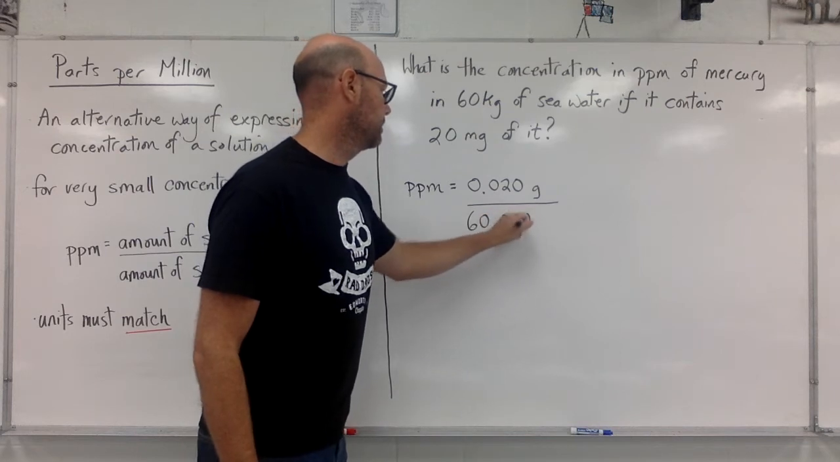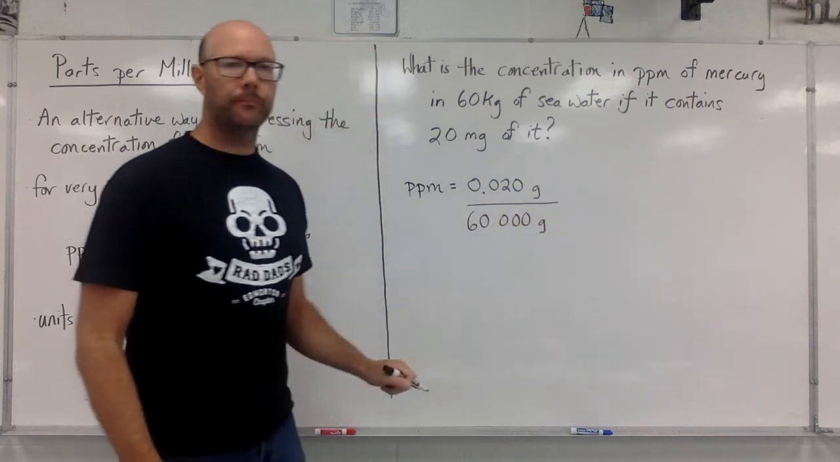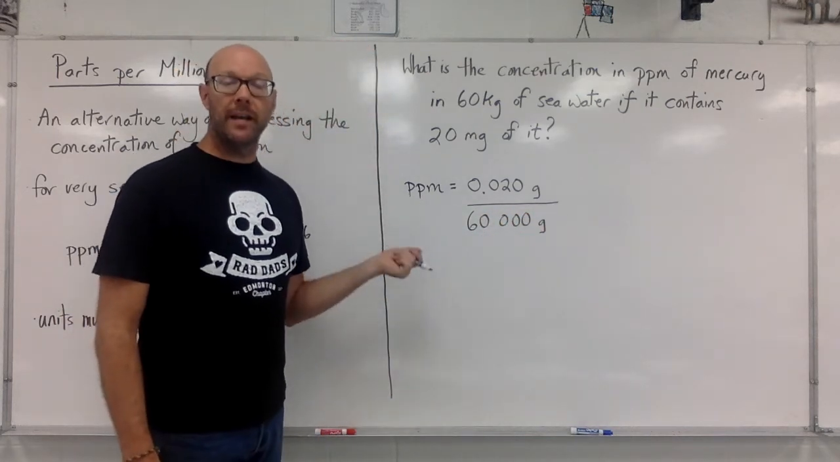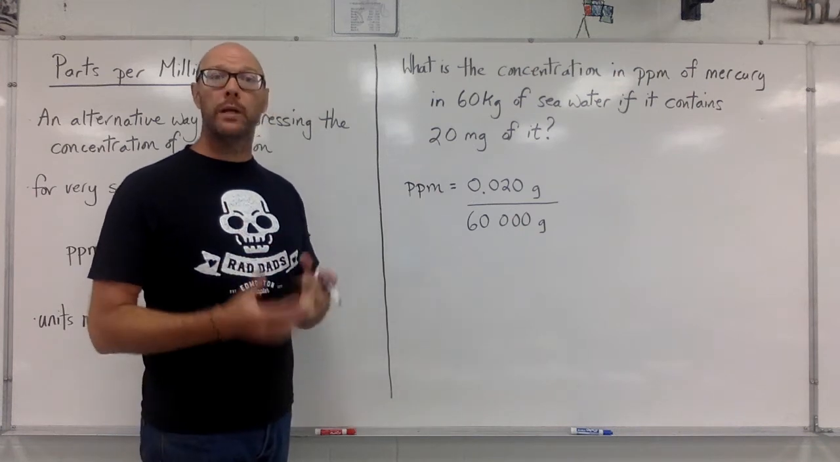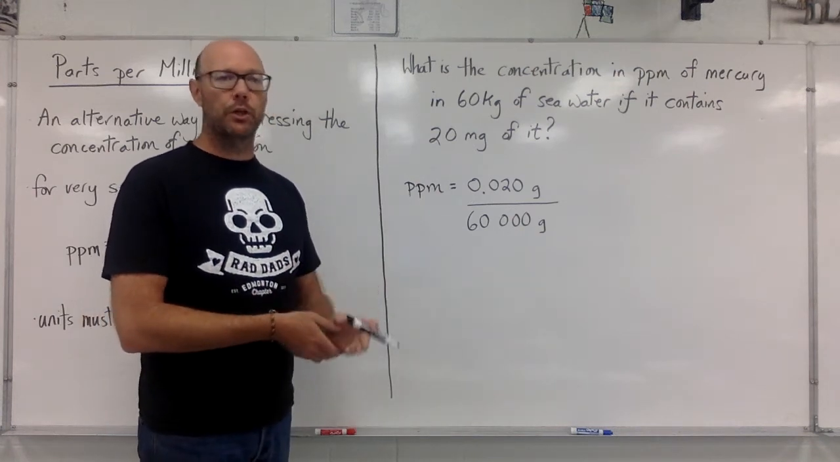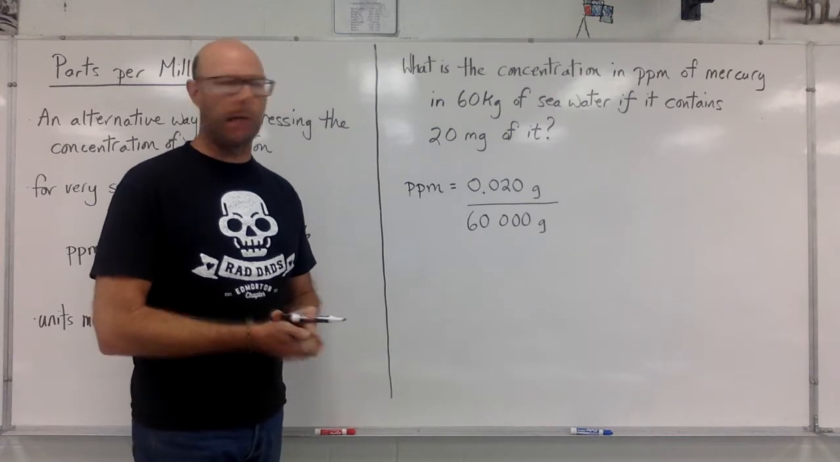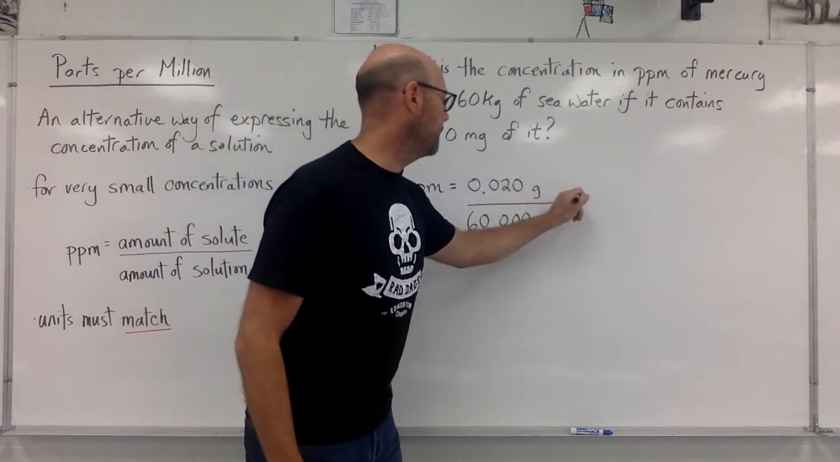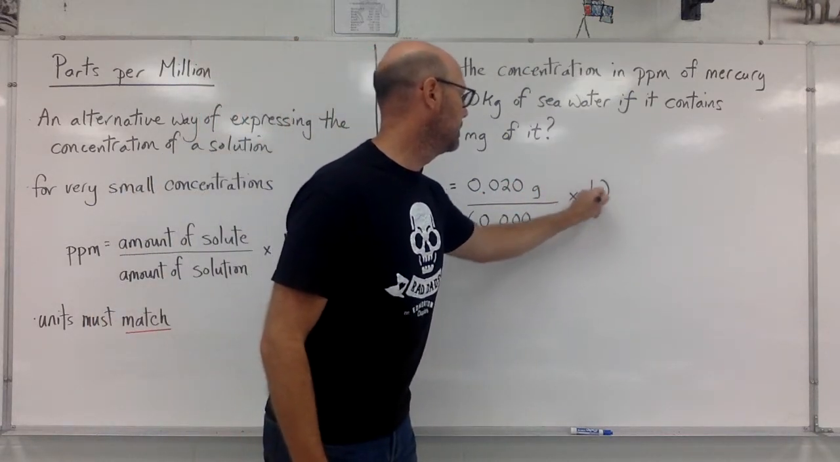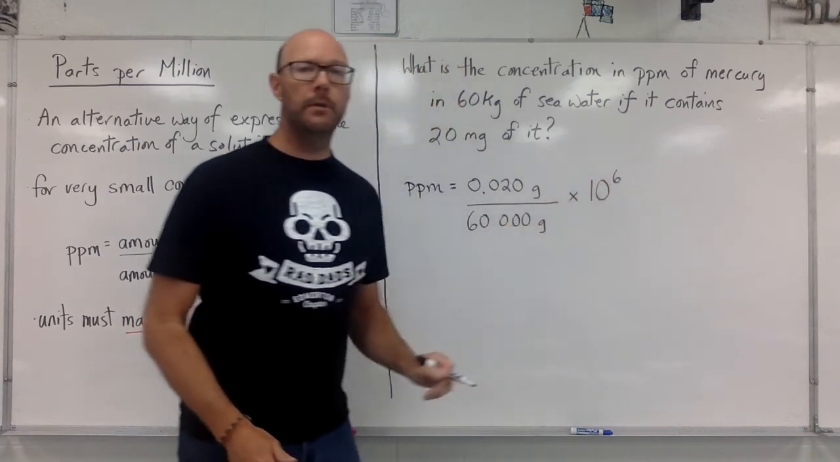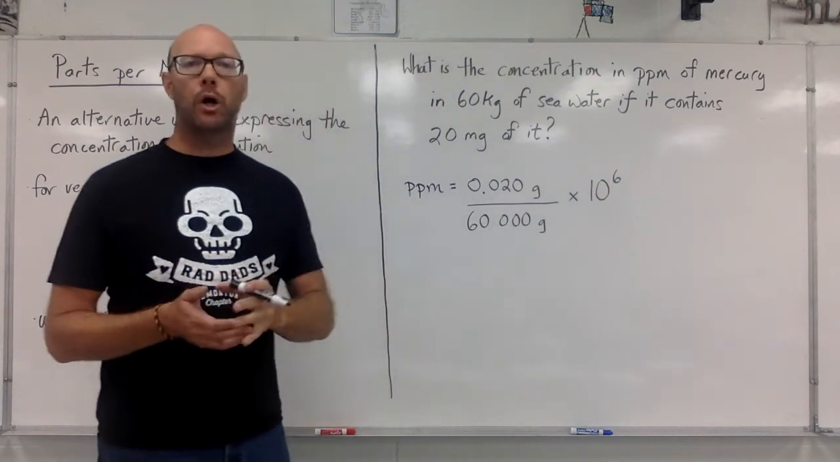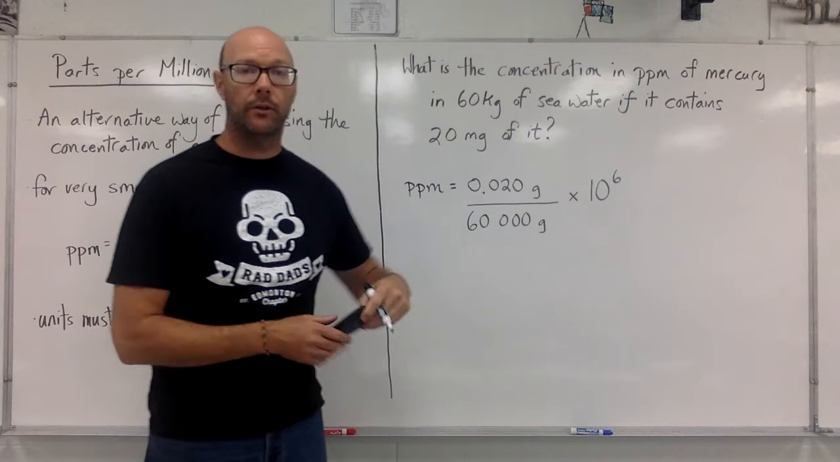That's 60,000 grams. 0.02 divided by 60,000. This is a really small amount of mercury in 60 kilograms. We're going to multiply it by a million to convert it into parts per million. Here's the calculation.